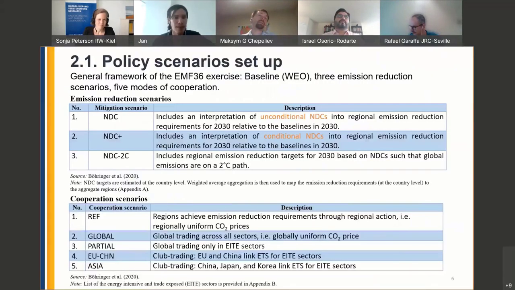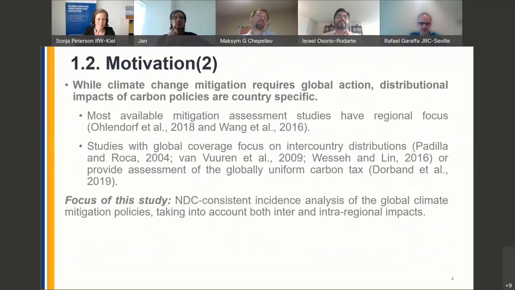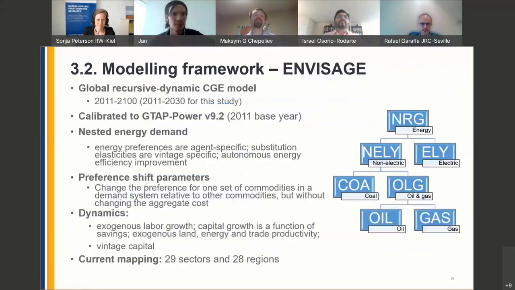That's for the baseline calibration only. So we keep preference shifters fixed in the policy scenario. So essentially what we do with the preference shifters, we have some specific shares, for instance, of renewables that we want to target in the baseline scenario. For instance, the share of solar and wind is small. Initially, we see the reduction in costs over time, but this reduction in cost is not enough to meet, for instance, a specific solar and wind share that is projected to be observed in 2030.